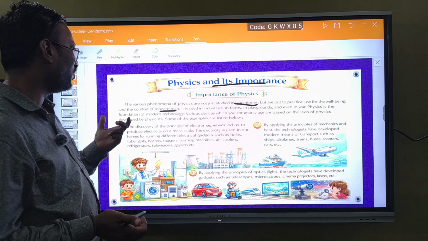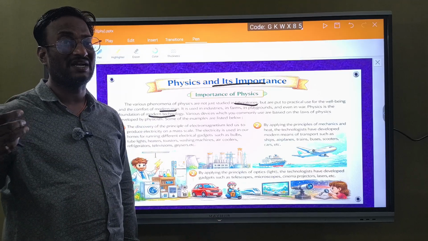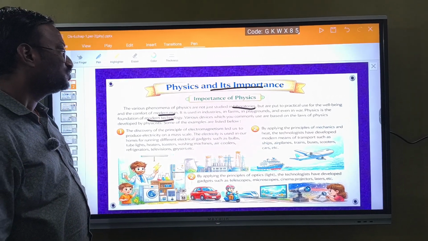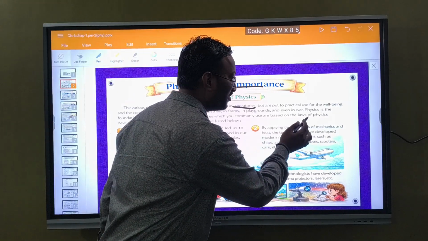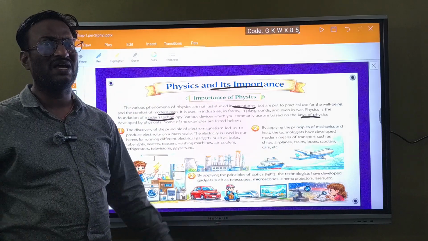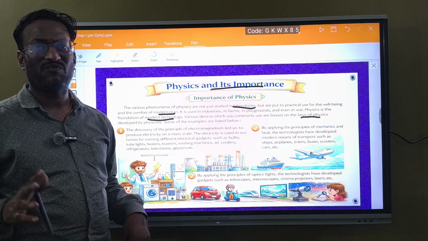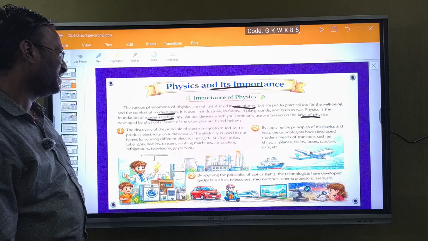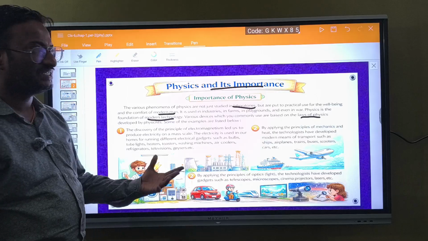Physics is the foundation of modern technology. In order to develop technology today, physics plays a major role. So various devices which we use commonly are based on the laws of physics only. We are using a lot of devices: mixie, fan, air cooler, mobile, fridge, washing machine, whatsoever, all are working under the laws of physics only, developed by the physicists. Some of the examples listed below we shall see now.